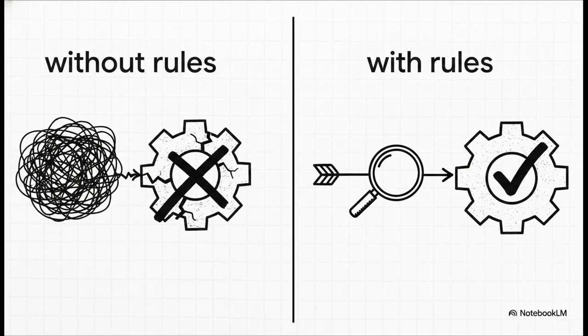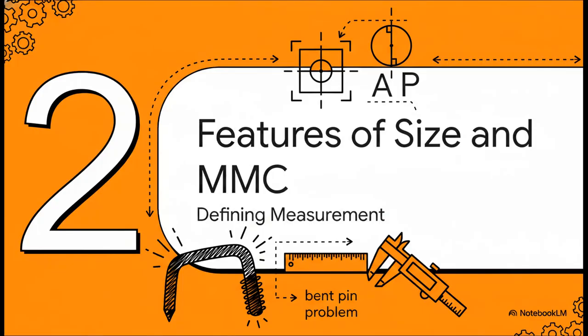The ASME Y14.5 standard removes all of that guesswork. It creates a highly structured approach. We absolutely need these rules so that a drawing means the exact same thing to the designer who drew it, the machinist who cuts it, and the quality inspector who measures it. By establishing these consistent rules, we ensure clear communication of the design intent, which naturally leads to predictable manufacturing and reliable, repeatable inspection. Moving right along to Section 2, Features of Size and MMC.